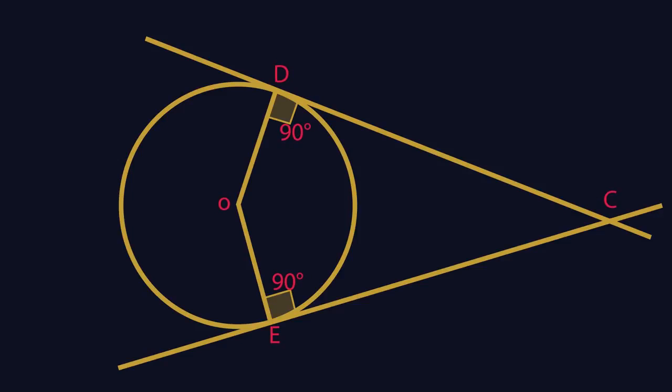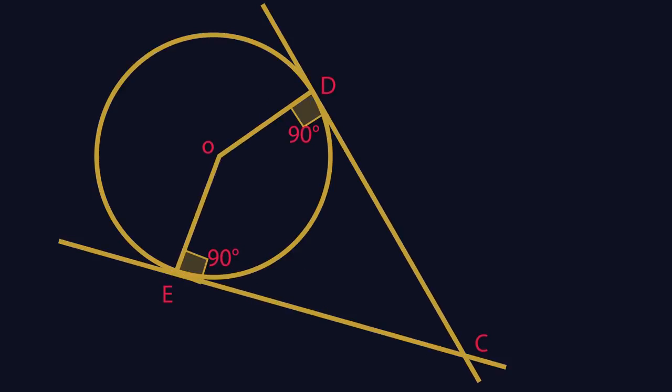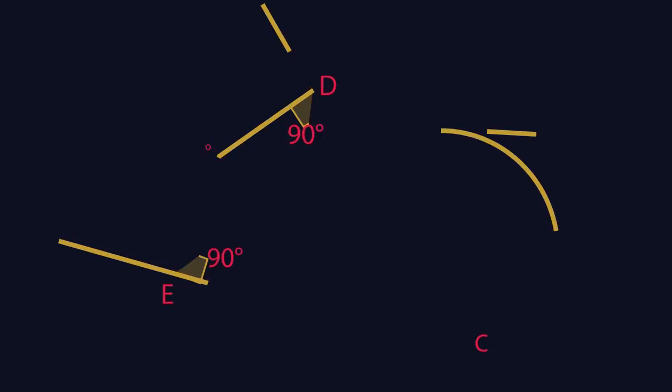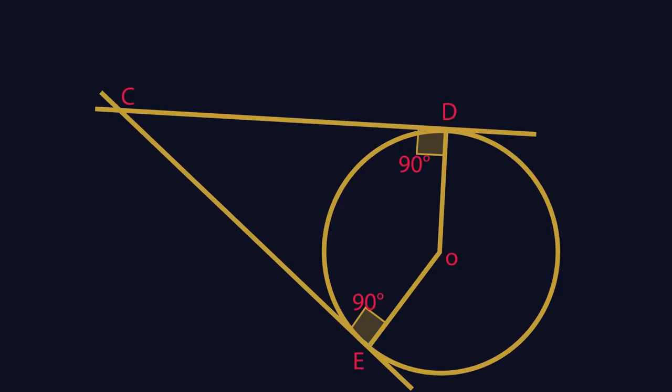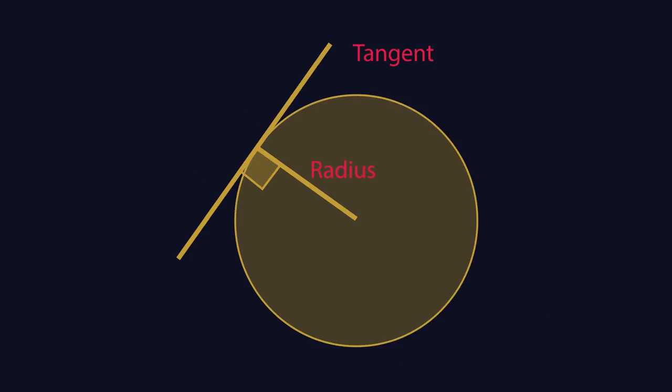What do you notice about the angle between the tangent and the radius? Remember that a tangent is a line that touches a circle at only one point. So that's theorem 5. The angle between a tangent and a radius is 90 degrees.